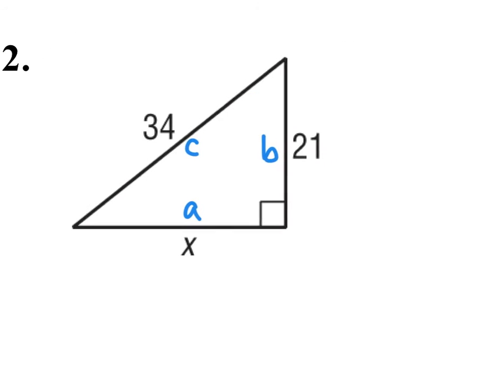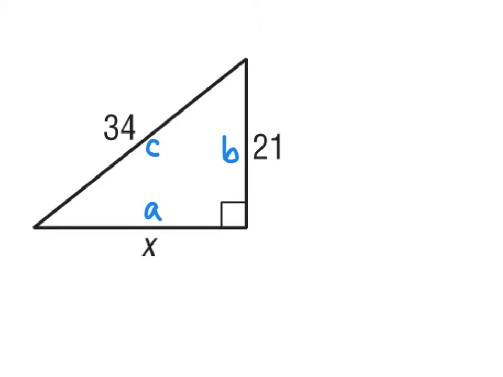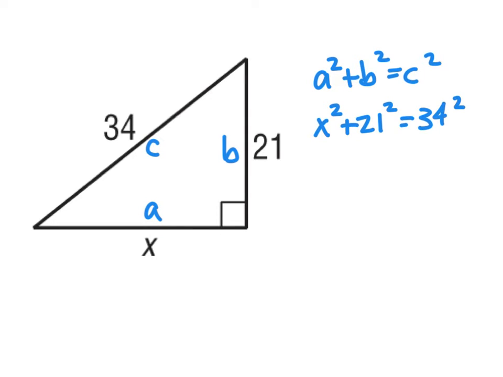Let's go ahead and write it out as a squared plus b squared is equal to c squared. And I'm going to sub in my values. A was x, so this is x squared, plus 21 squared is equal to 34 squared.